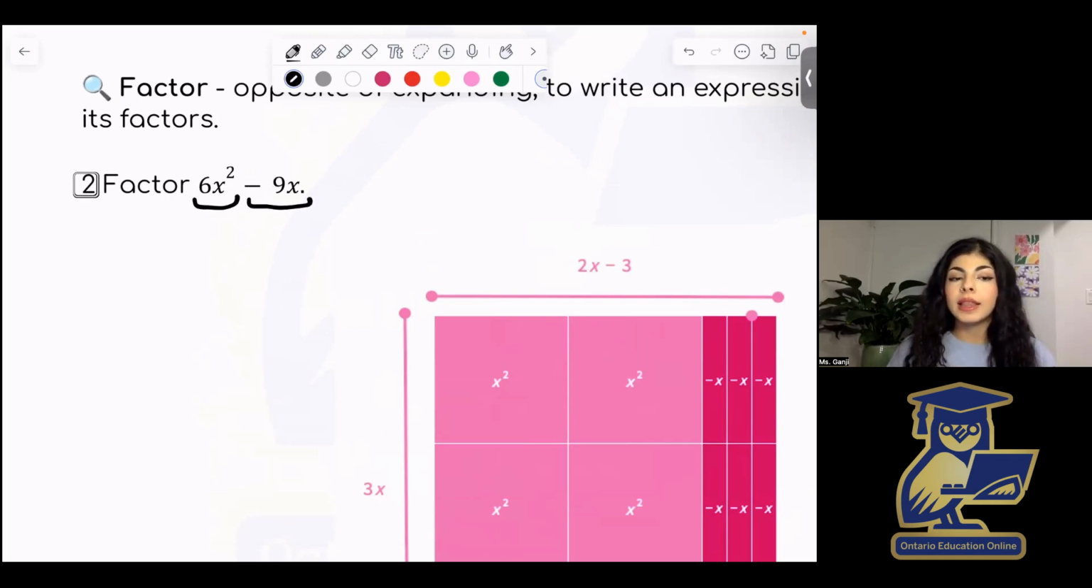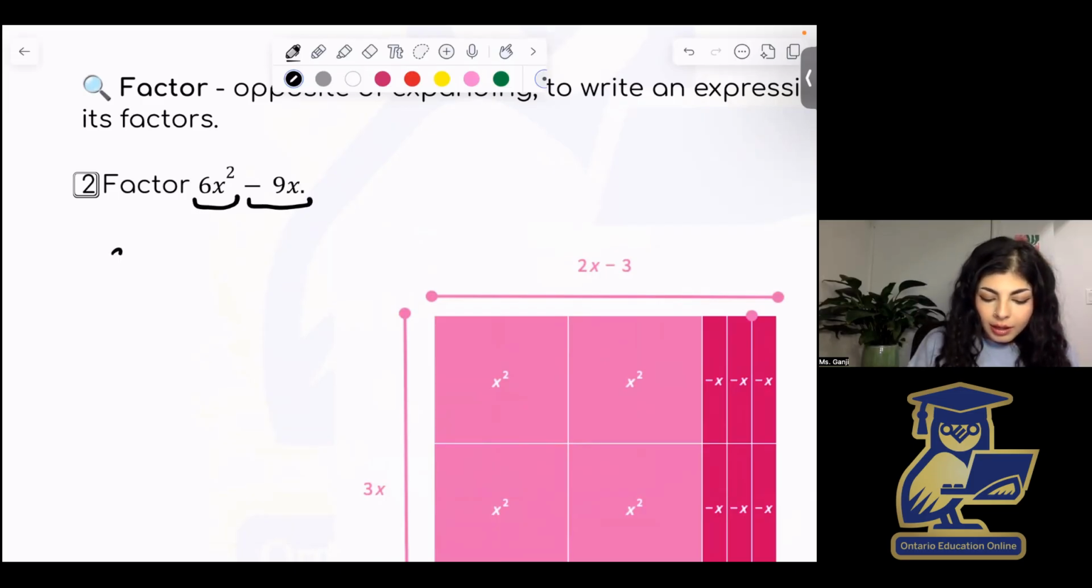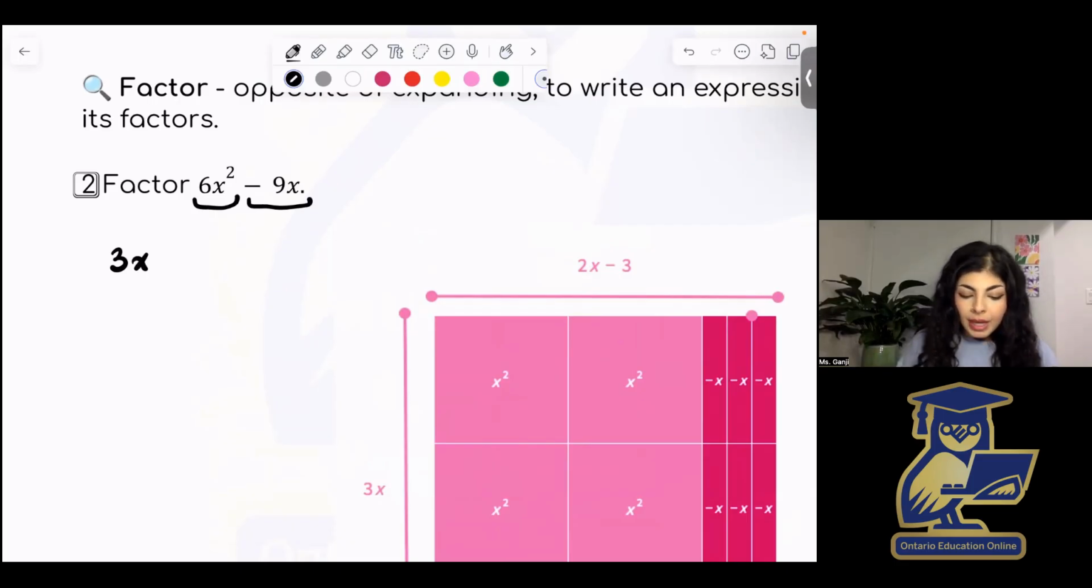So you should be able to see that their coefficients 6 and -9 are both multiples of 3. So we can definitely factor out a 3. And they both share the variable x. So their common term is 3x. Now, I want to set up my bracket since I have two terms, and I'm thinking 3x, what do I have to multiply it by to get 6x squared? And it would be 2x. And similarly, I think, what do I have to multiply 3x by to get -9x? And that would be -3. So this in factored form is 3x times 2x minus 3.